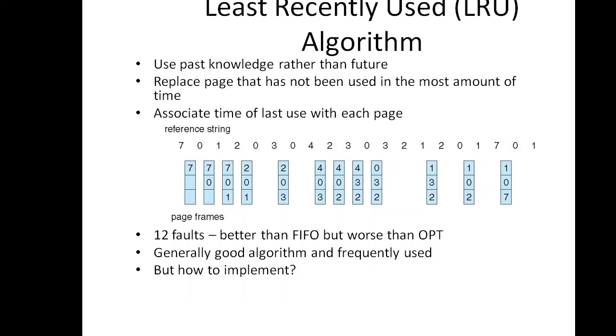For 7 I have to replace some page, so I will check. 1 is the previous value, 0 is immediate to that. 2 is the least recently used here, so I can replace 2 with 7. Next value is 0, already there. 1 is already there. So with the help of this algorithm, it is going to cause 12 page faults, which is better than FIFO but not as good as OPT. That is optimal page replacement.